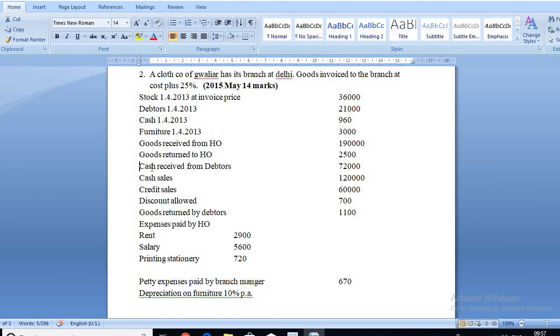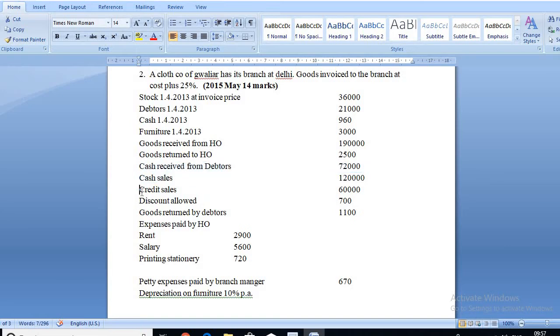The next item, cash received from debtors, and one more, cash sales. So these are the income for branch. So branch is generating income by receiving cash from debtors and through cash sales. So these two activities are the income for branch. If any cash is generated by branch, that should be remitted to head office. Here branch is generating income by these two activities.